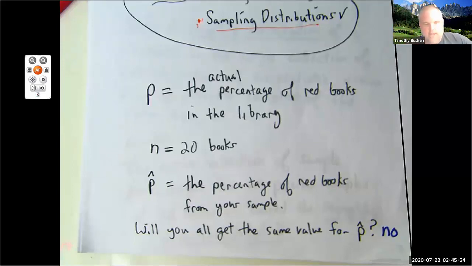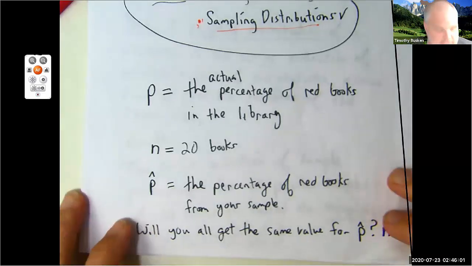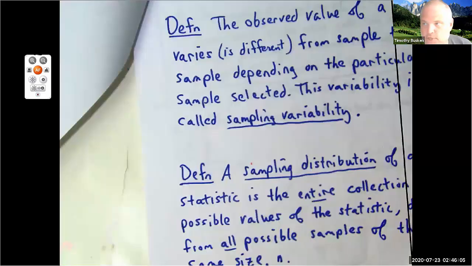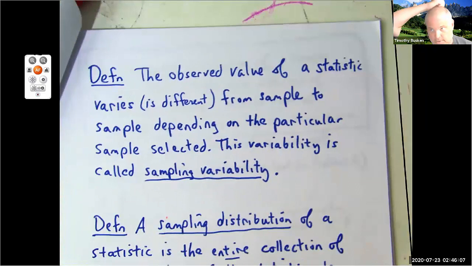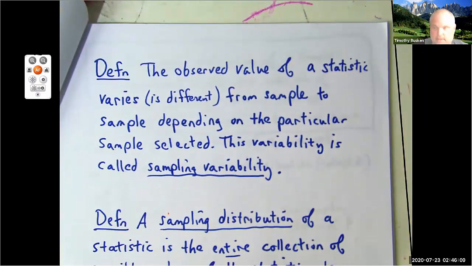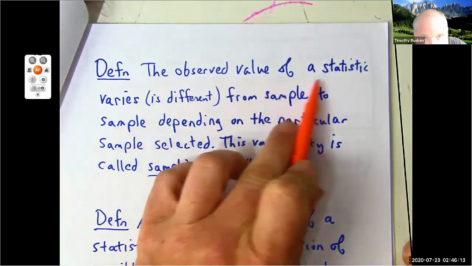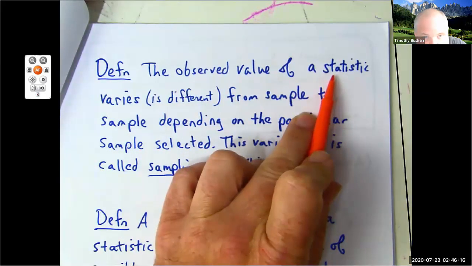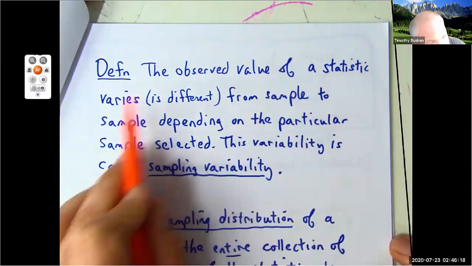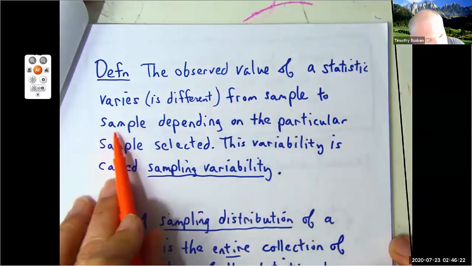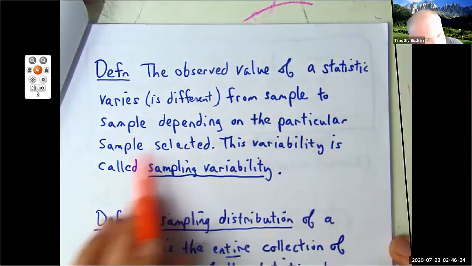Another reason why you will get different values for P hat is because of what's called sampling variability. Sampling variability, the first concept in Chapter 8. And here's your definition of sampling variability. The observed value of a statistic, so that's your observed value from your sample P hat, varies or is different from sample to sample depending on the particular sample selected.